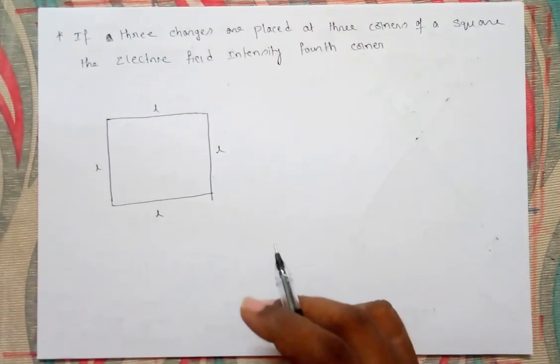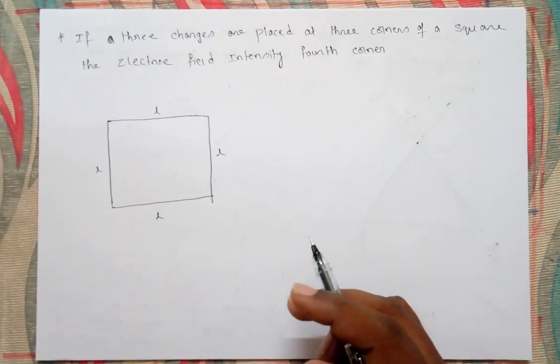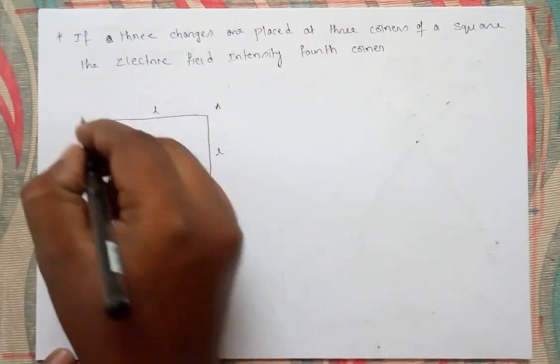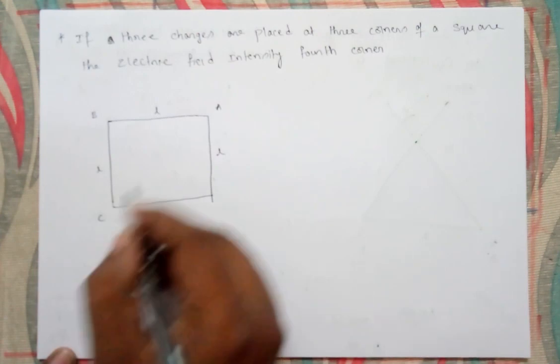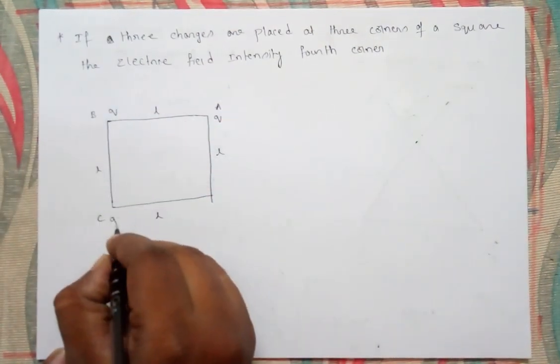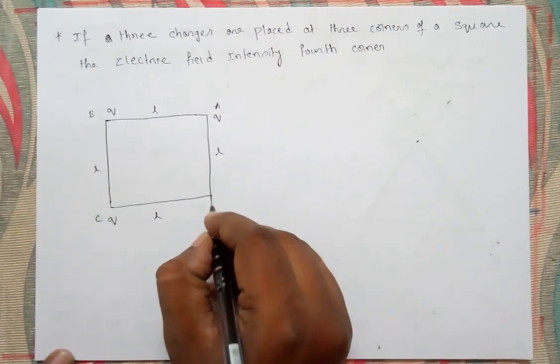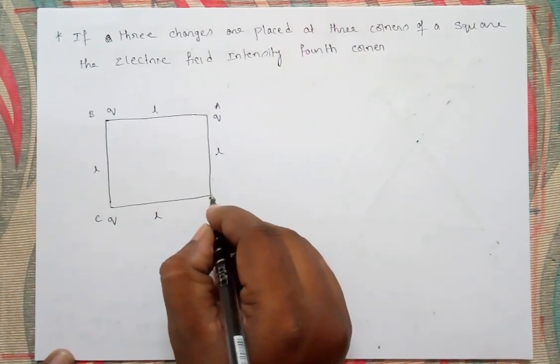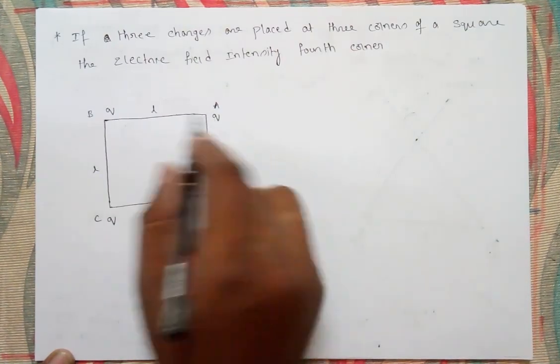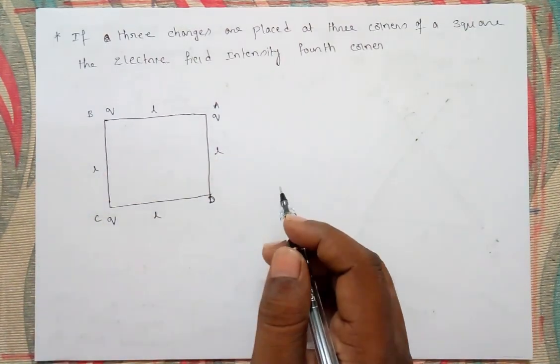So now we are placing equal charges at A, B, C. At these three corners we are locating the equal charges Q. Now we are going to find the electric field intensity at the fourth corner D due to these three charges.